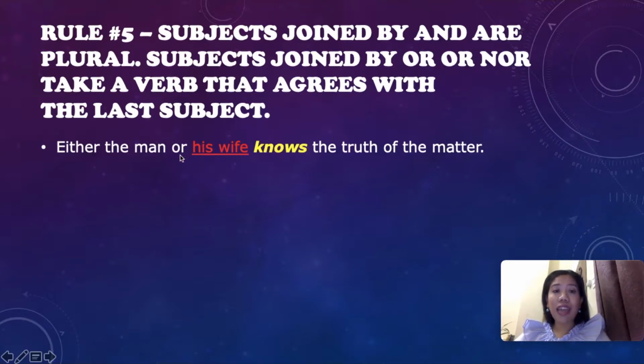Automatically, if it's an "and" here, it is going to be plural already. But if it is an "or", then we look at the last subject. We don't look at the man here. We look at his wife.